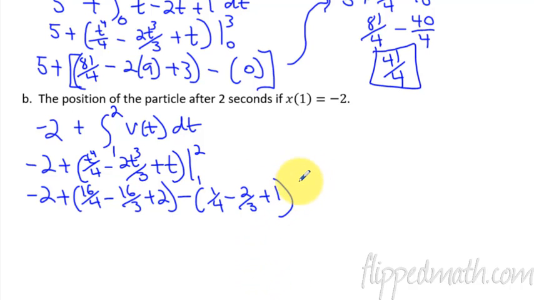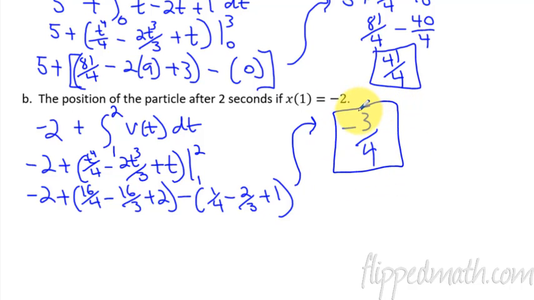Okay, you're probably running out of room here, so I'm going to draw a little arrow, bring that stuff up here. And this whole thing, I've already done this workout, so this whole thing is going to simplify down. If you add up all the fractions, you're going to get negative 3 fourths. Negative 3 fourths is our answer for this. That is the position after 2 seconds, if after 1 second it was already at negative 2.